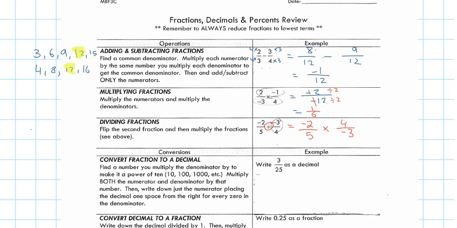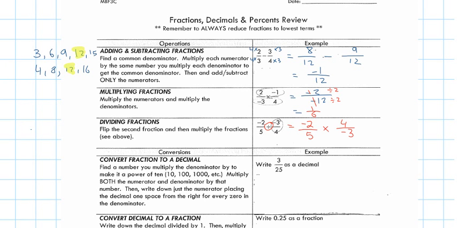Okay? Because division and multiplication are opposite operations. So if you want to do the opposite of division, you multiply. If you want to do the opposite of multiplication, you divide. So if you are changing the division into a multiplication, you're flipping your second fraction.